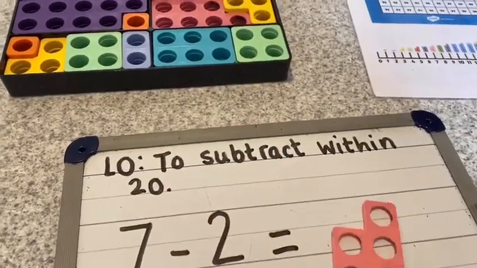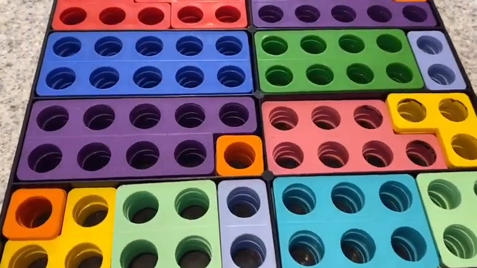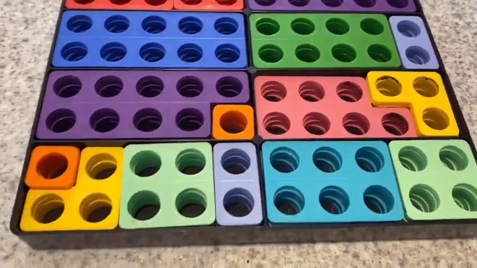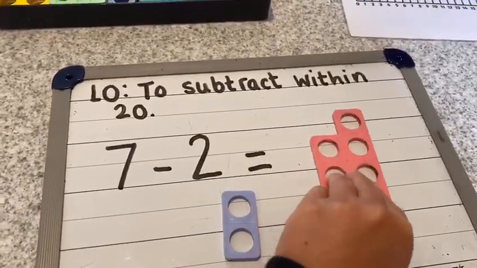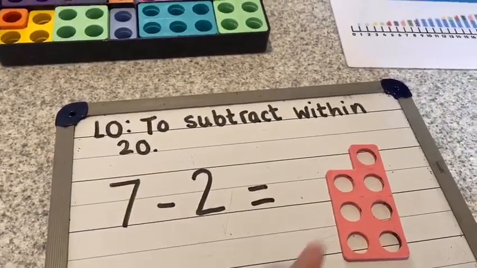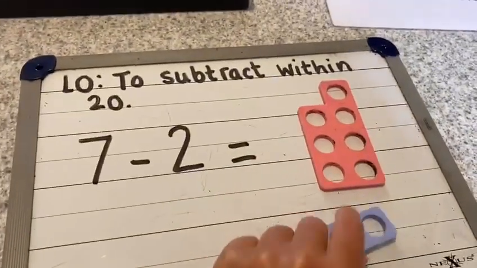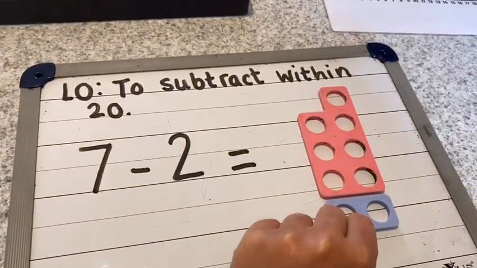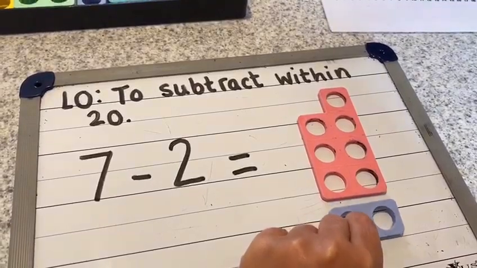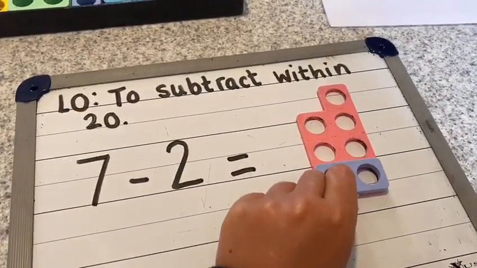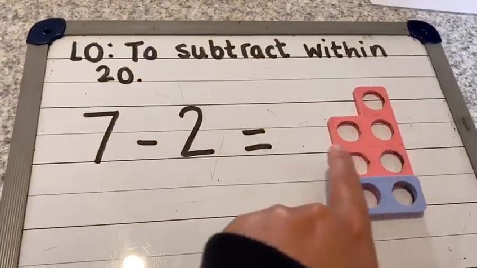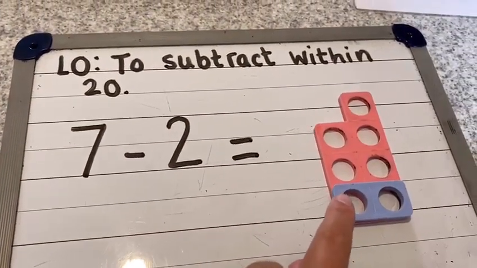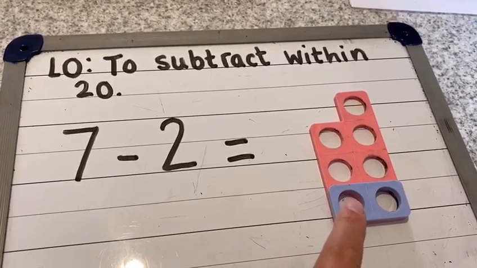7. And what's my other Numicon piece that I need? 7 subtract, I need 2. So I've got 7 and a 2. Now if I was adding, I'd put my number 2 here, but I'm subtracting, I'm taking away. So I'm going to pop my Numicon piece on top. So 7 subtract 2.